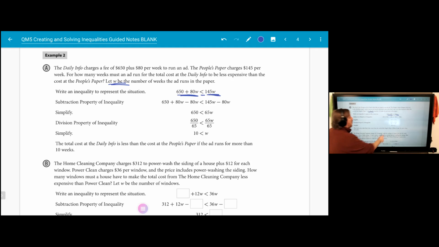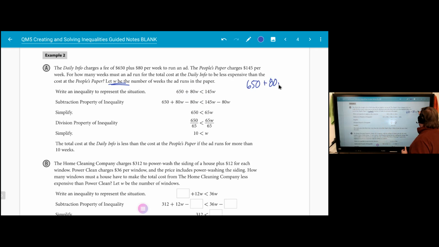So we set up two expressions. My expressions are 650 plus 80W and 145W. And then we put an inequality symbol in there. And that just took care of it, right? Now we've got variables on both sides of this inequality. I'm going to write my work over here. 650 plus 80W is less than 145W.